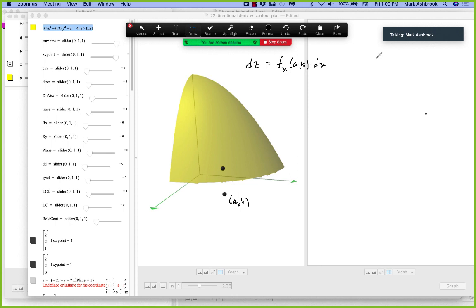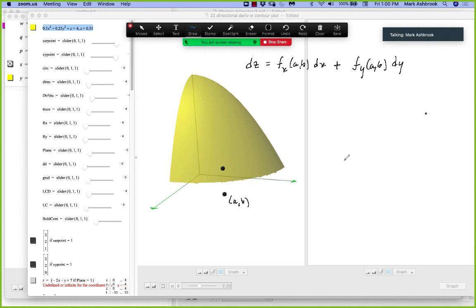And so we have the same thing for y. Given any change in y, the resulting change in z is the partial with respect to y times that. And so the differential then would be the total change from both a change in x and a change in y. So we can just add them together.